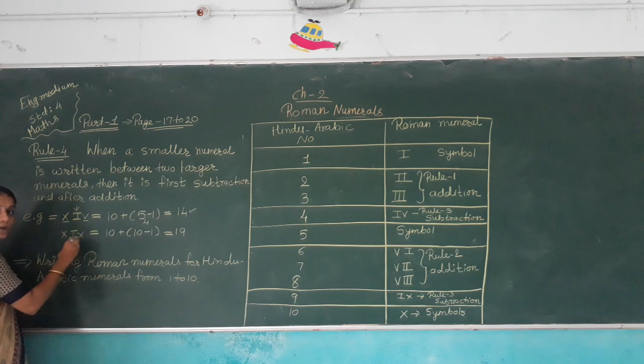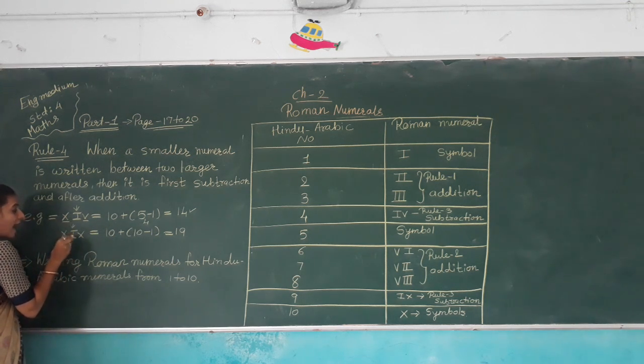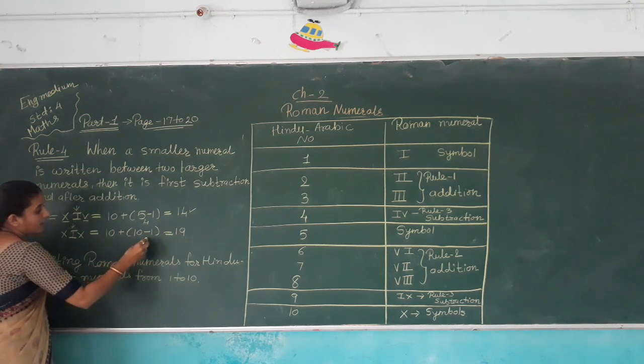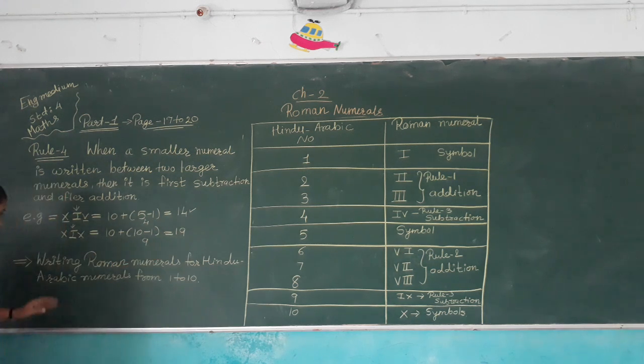X, I, X. X and X both are larger numerals and here I is a smaller numeral between X and X. This X means 10, this X also means 10, and this I is before X, that means 10 minus 1. It makes 9. So 10 plus 9 is equal to 19.